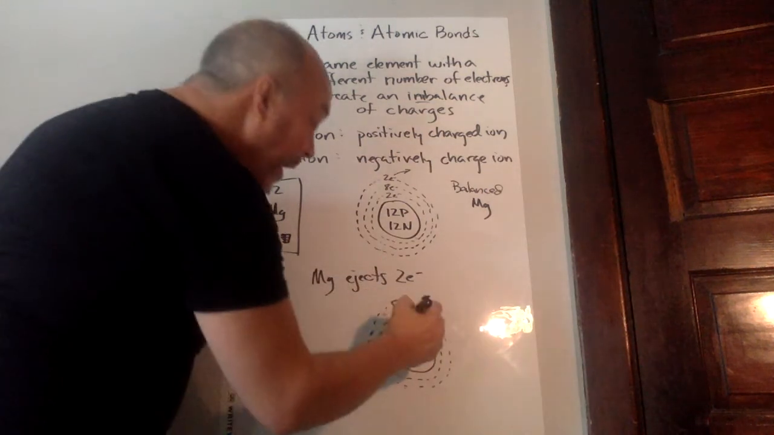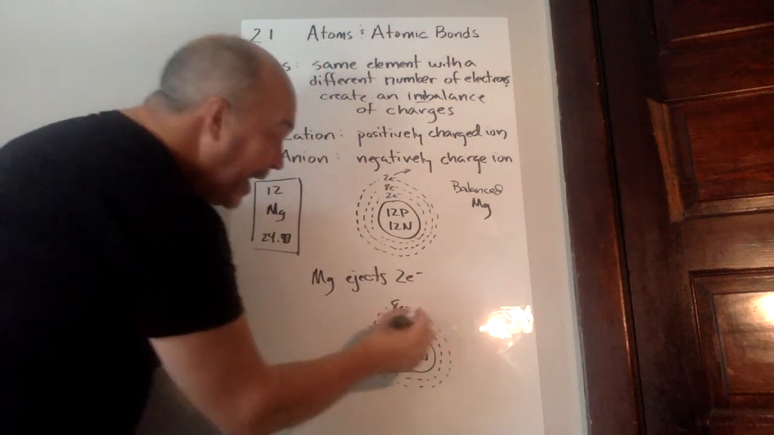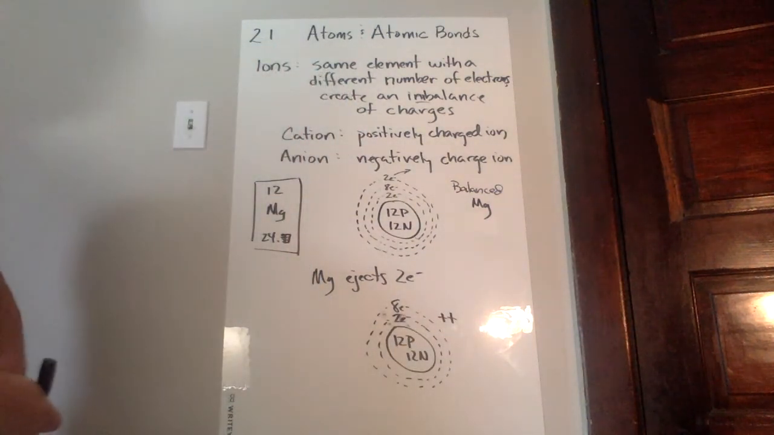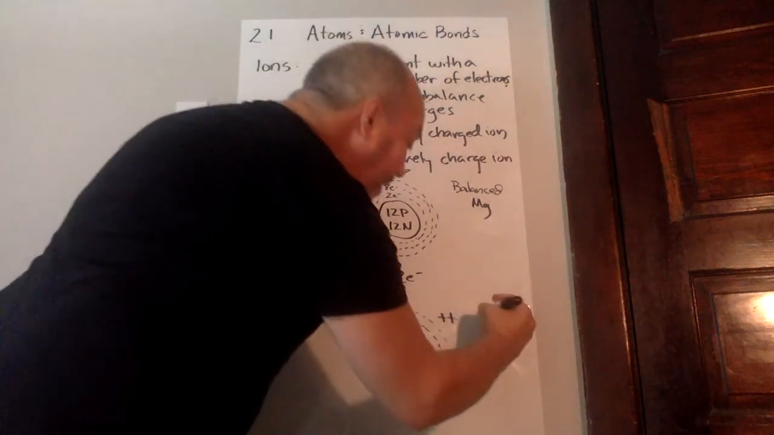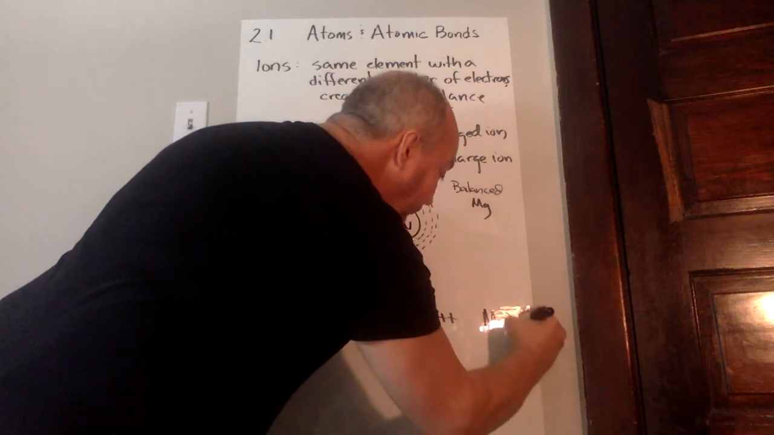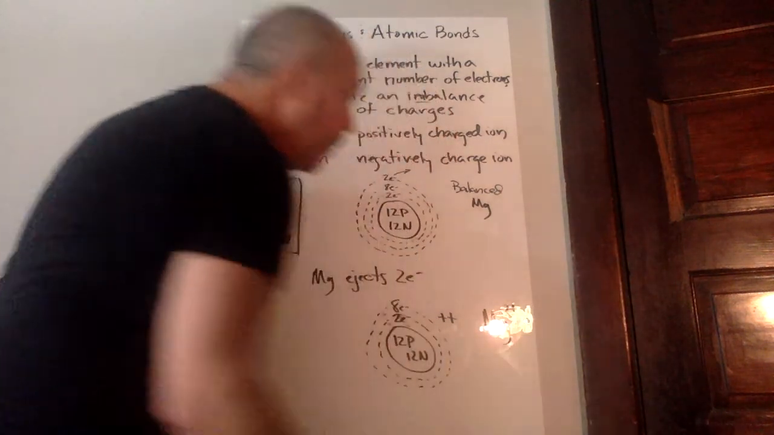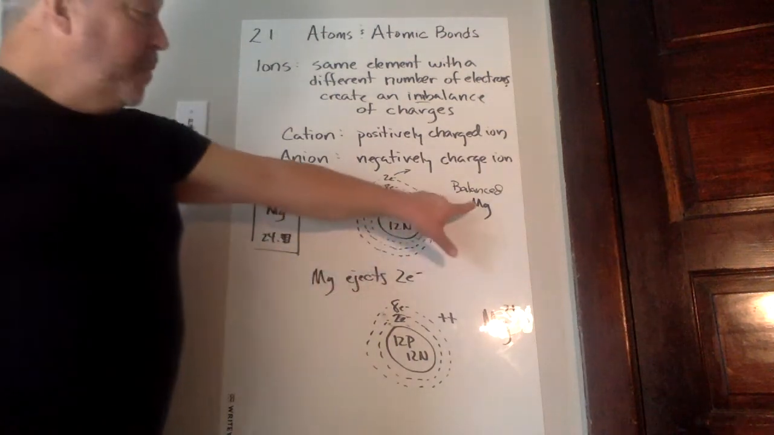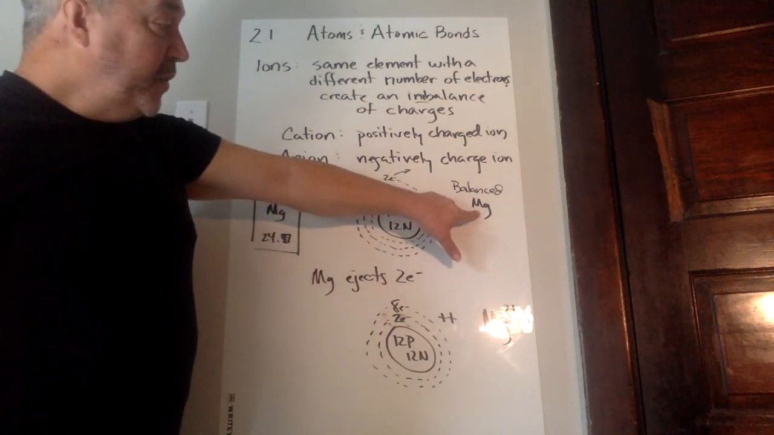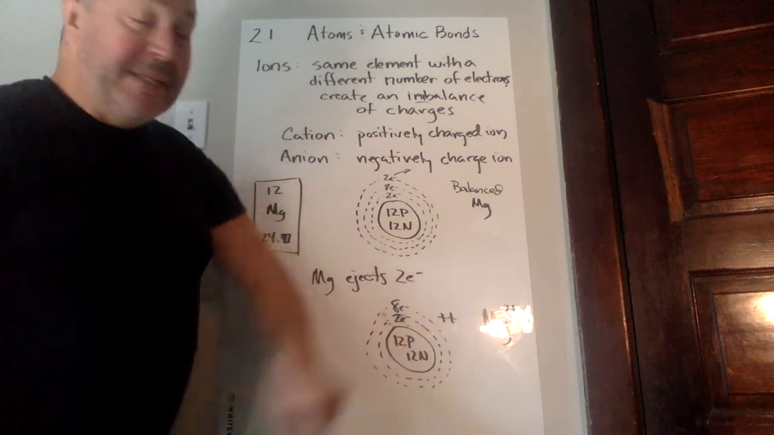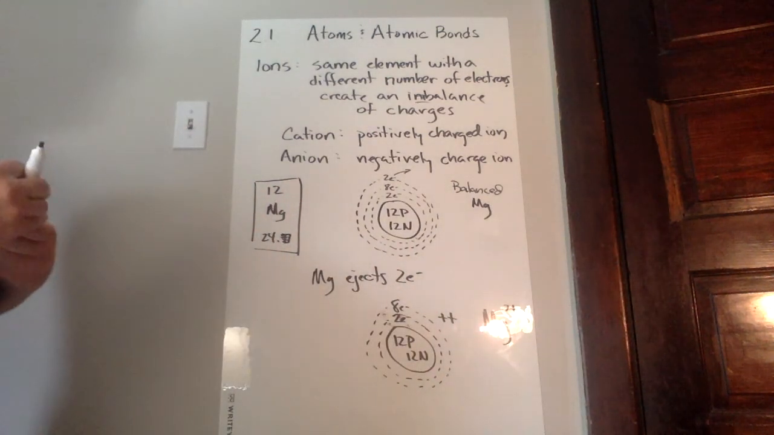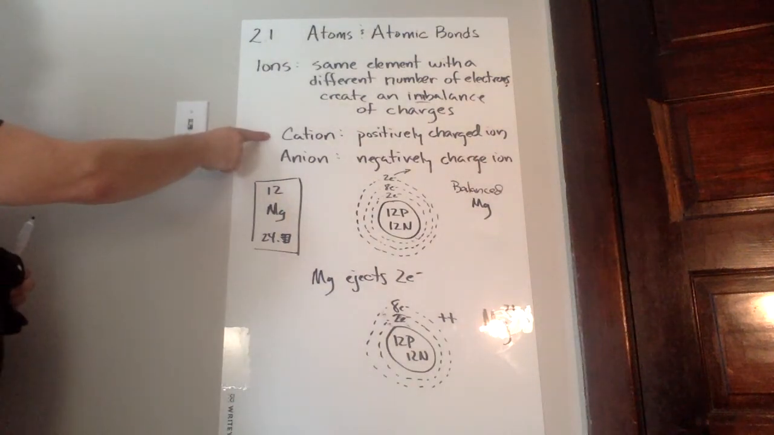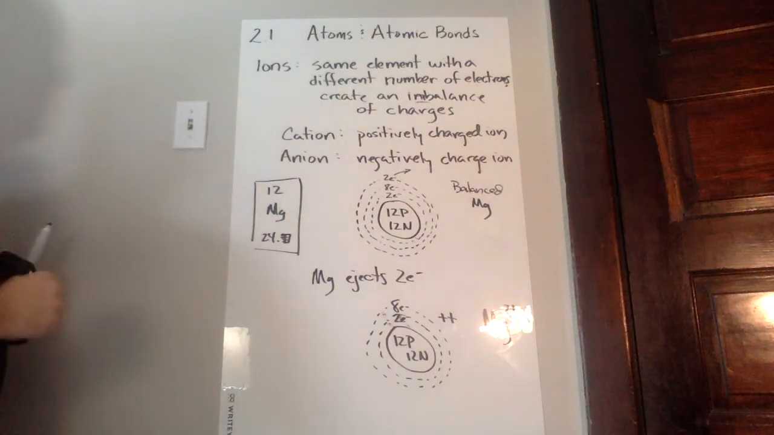And now, because it has 12 positives and 10 negatives, this has 2 extra positive charges. So magnesium as an ion would be magnesium 2 plus to let us know that it is an ion. So magnesium balanced is just nothing there. But magnesium with a 2 plus says that we have an ion. And in particular, we have a cation because it is positively charged.